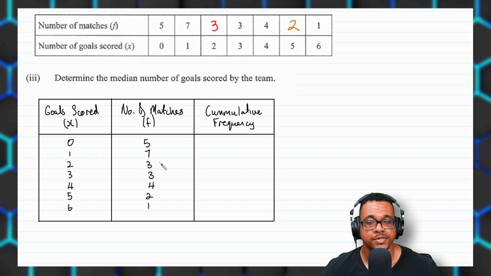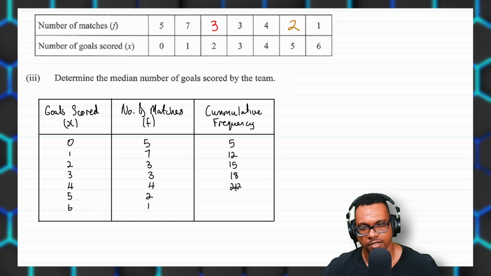So now to do the cumulative frequency, we'll start with our first frequency, which is 5. So we put 5 here. And now we say 5 plus 7, which is 12. And then 12 plus 3, which is 15. Then 15 plus 3, which is 18. And 18 plus 4, which is 22. And 22 plus 2, which is 24. And 24 plus 1, which is 25. And this 25 will also be our total frequency, which means we have a total of 25 matches.